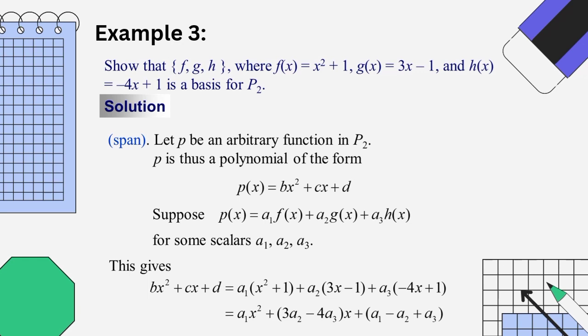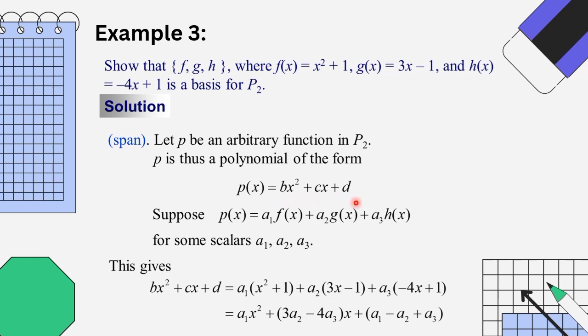Now, just like what we did in our example number 2, we are going to prove that our functions span and that they are linearly independent for them to be called a basis, right? So let's take first the first part, which is the solution for spanning. We have to let p be an arbitrary function in P sub 2, and p is thus a polynomial of the form p of x equal to bx squared plus cx plus d, since we are dealing with polynomials of degree 2.